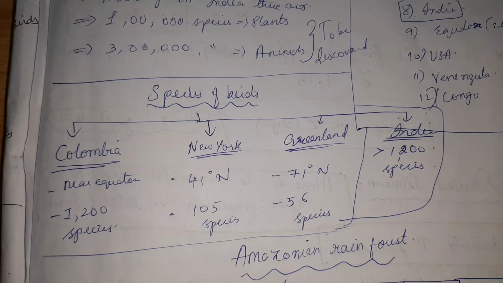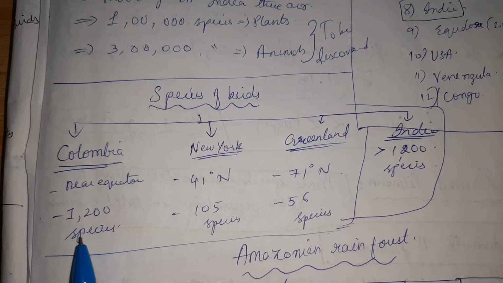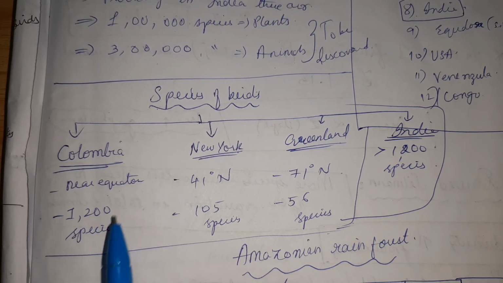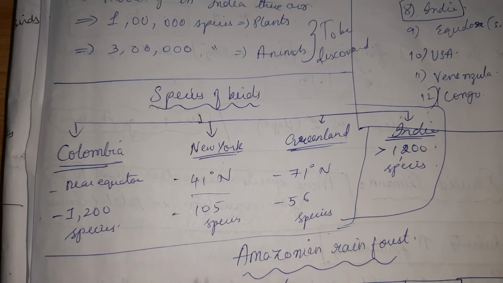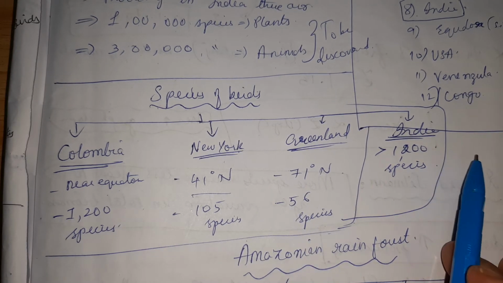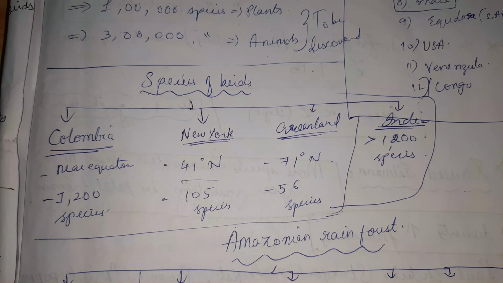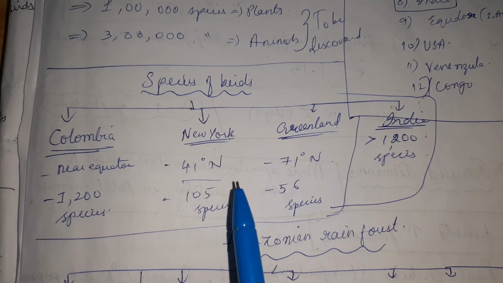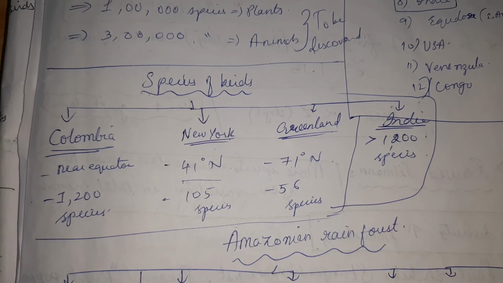Then a comparison of four countries, Colombia, New York, Greenland and India, is given according to species of birds. Colombia is located near the equator and has almost 1200 species of birds. New York, located at 41 degrees north, has 105 species. Greenland, located at 71 degrees north, has 56 species. India also has a little more than 1200 species of birds. This trend shows how species diversity is decreasing or increasing with position.